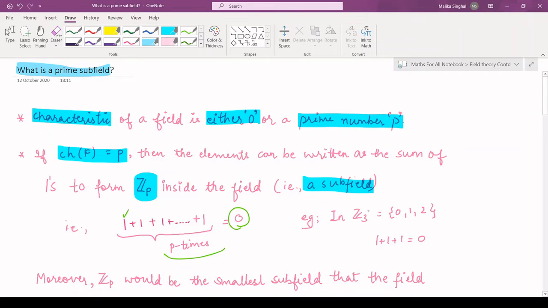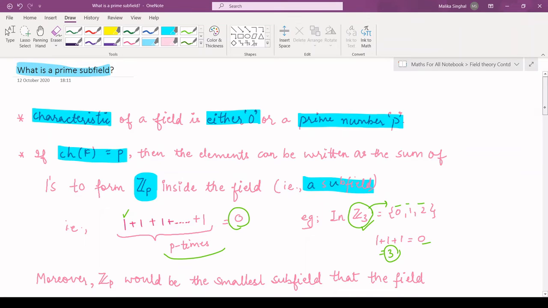For example, if you have this field Z3, then the only elements are 0 bar, 1 bar and 2 bar. That means when you take any integer and divide it by 3, whatever the remainder is comes under these three classes only. So here in this case, the characteristic is 3. You add up 1 three times, you'll get 3. When you divide this 3 by 3, you'll get the remainder as 0. So the characteristic is 3 in this case.